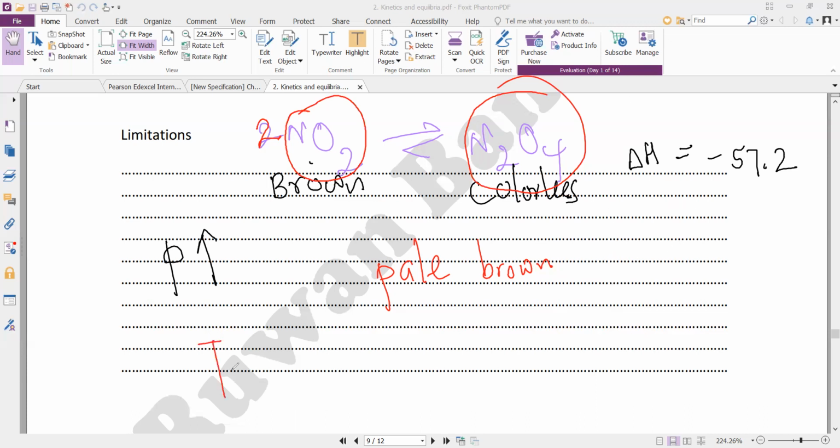And then when you increase the temperature, what will happen? The position of the equilibrium will favor the left hand side. It becomes dark brown. Which effect is greater? We can't predict unless we have done this. First write the equation with the conditions.